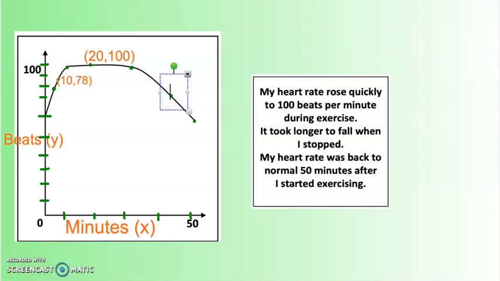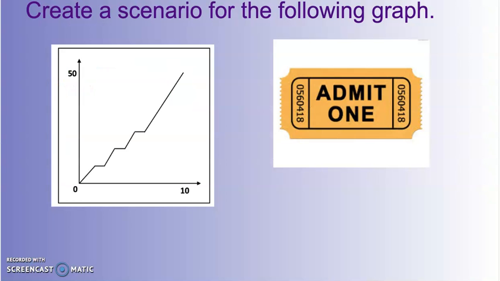Now, here's what I want you to do for your ticket problem. I want you to try to come up with a scenario for this one. Notice the x-axis is different. It's 0 to 10. And the y-axis is also different, 0 to 50. Where could you fluctuate, plateau and then increase, plateau, increase, plateau, increase? And notice it doesn't go back down to 0. So what could you write that would fit this scenario?